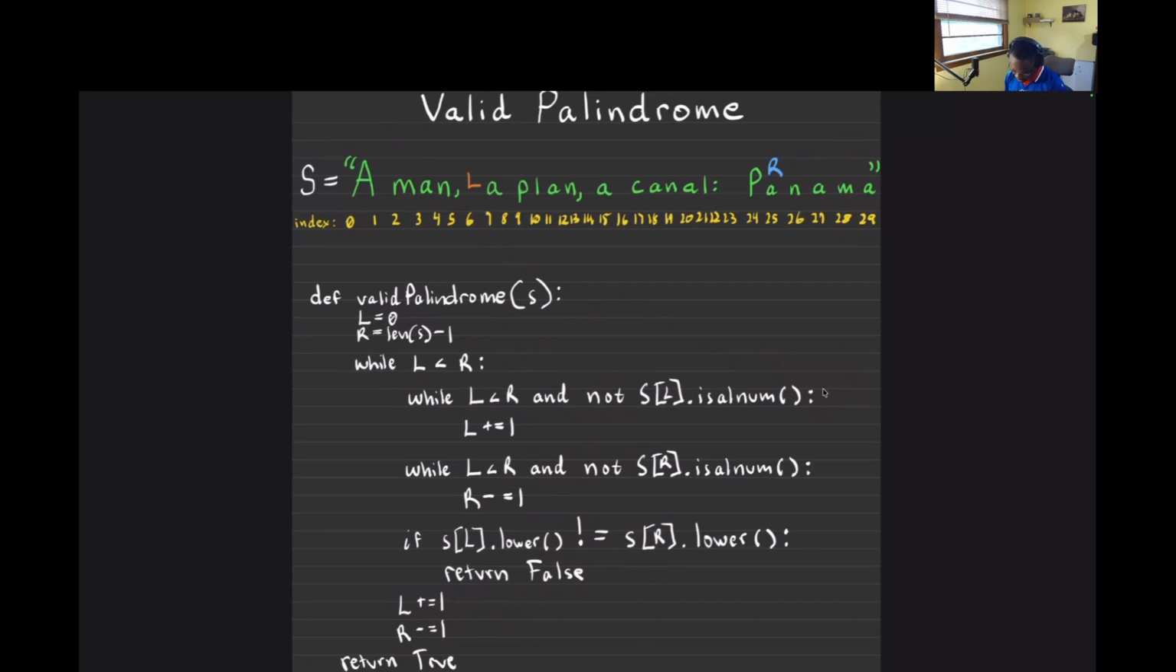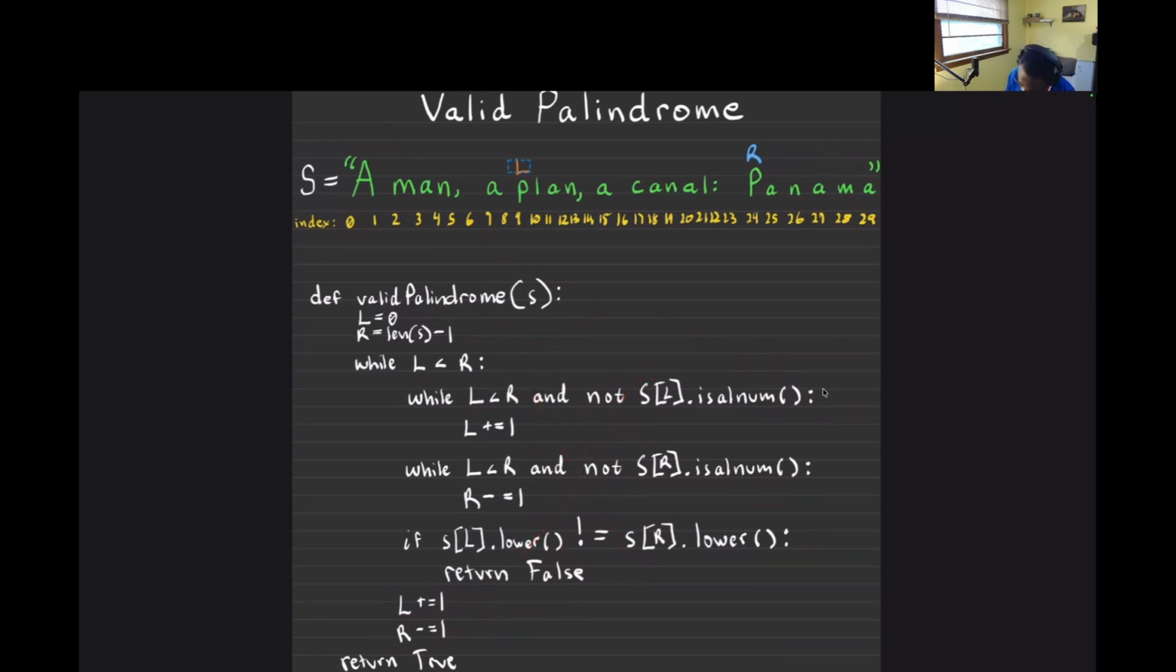so we increment left. This case doesn't hold. Oh, sorry about that. We're still in this while loop, okay? Because left is still less than right, and S of left is not an alnum because it's a space here, right? So we get here, and now we're done with this inner loop. We don't hit this case, we don't hit this case, but we do update left and right because they're matching, right? So left comes here, right comes here.